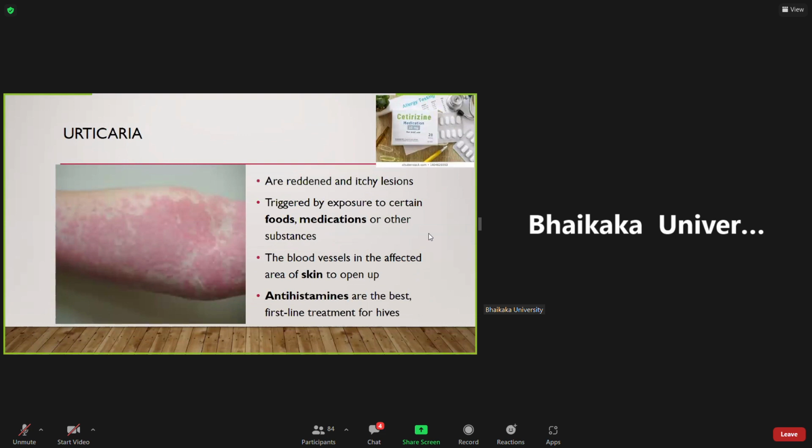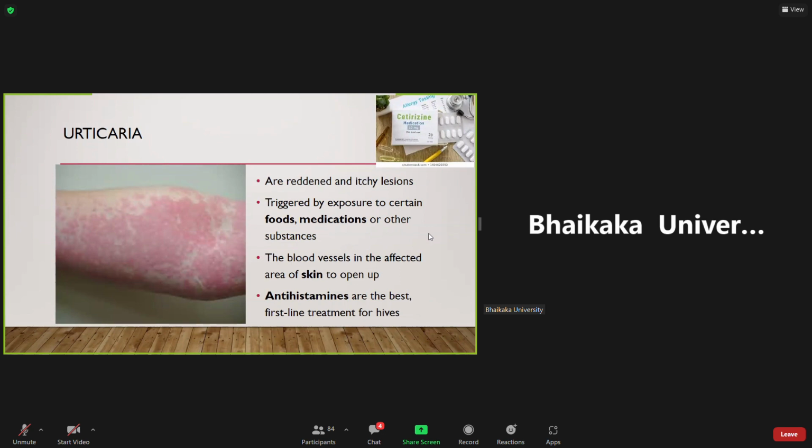I've already given you the example, urticaria. This is the same type of urticaria. They are red and itchy lesions which are triggered by exposure to anything. Most commonly, we have food protein allergy. Some of you might also be having that yourself or somebody within the family.